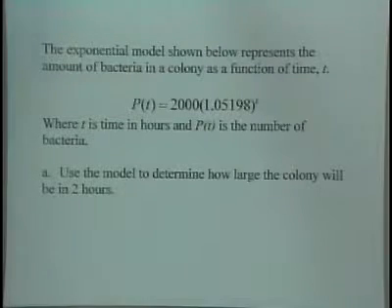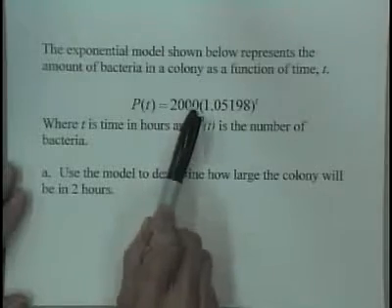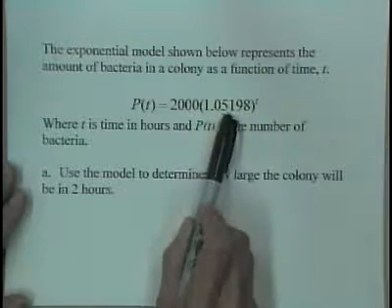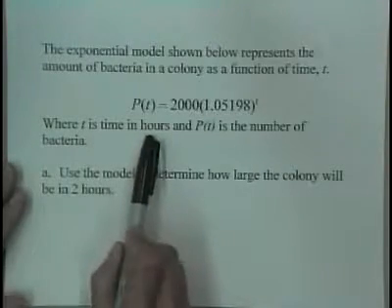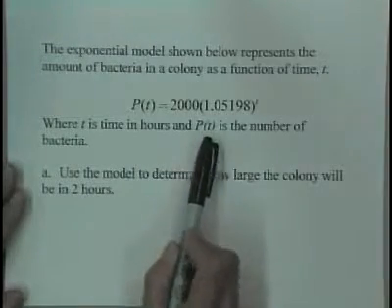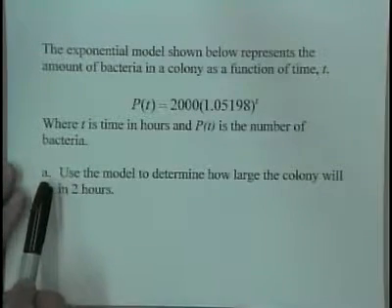The exponential model shown below represents the amount of bacteria in a colony as a function of time t. And here's the model. It reads P of t equals 2,000 times 1.05198 to the t power, where t is time in hours, and P of t is the number of bacteria. Well, we want to do two things with this.